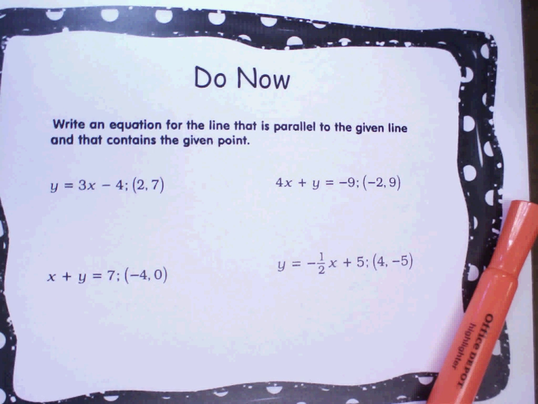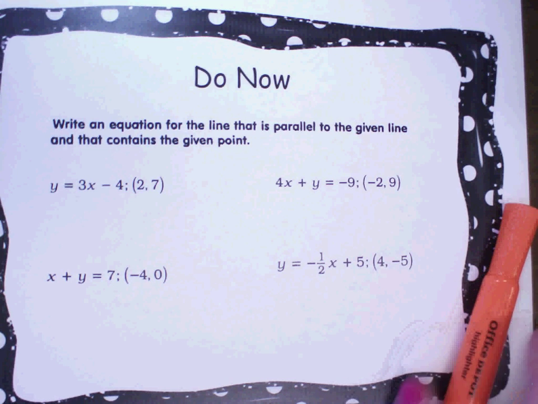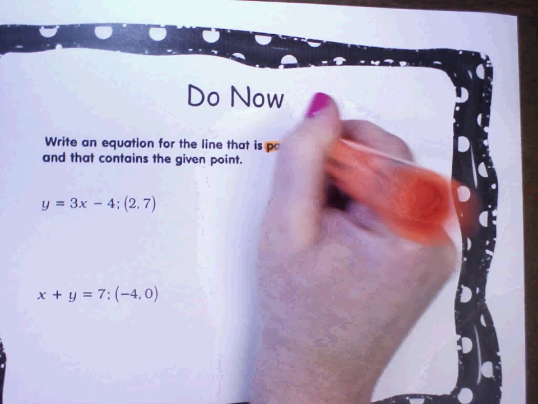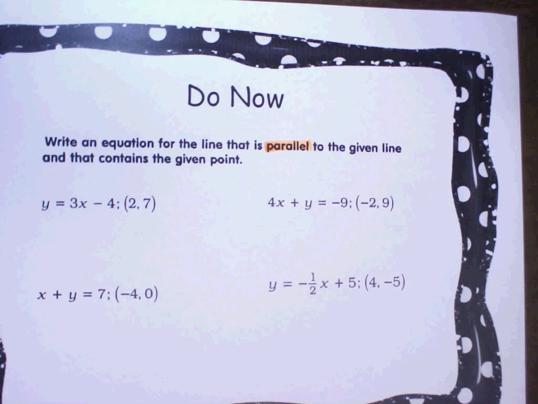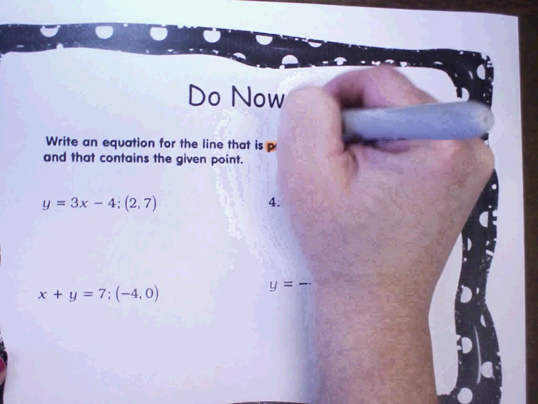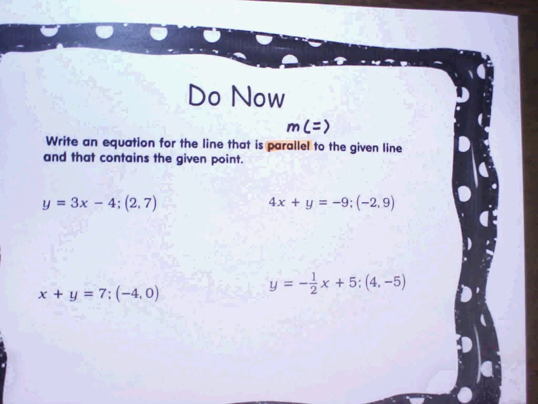All right, what should you have highlighted over here? Say that again? Parallel, very good, because you needed to make sure that you knew that the slopes were going to be what? The same, very good. We learned that yesterday. So the slopes are the same.